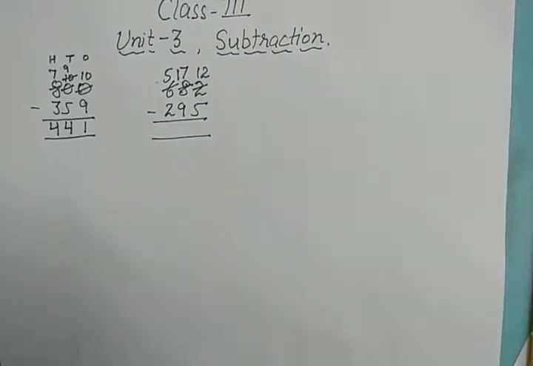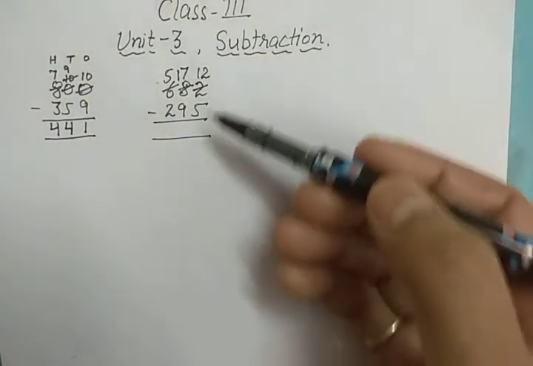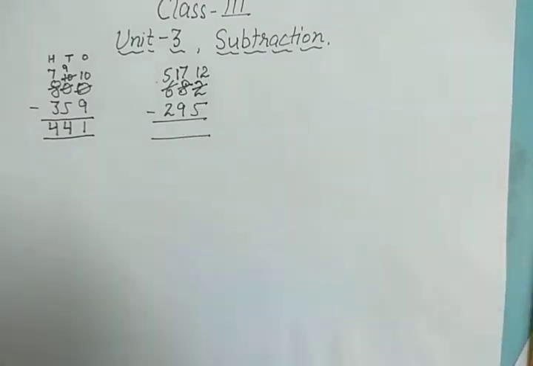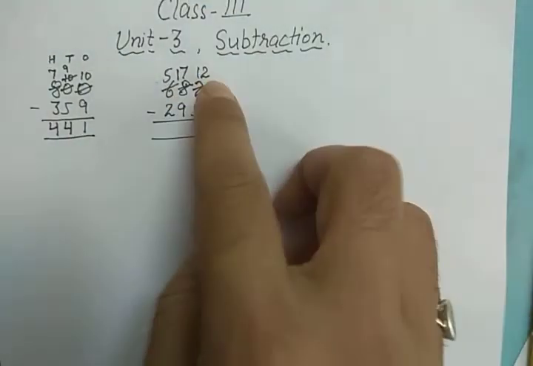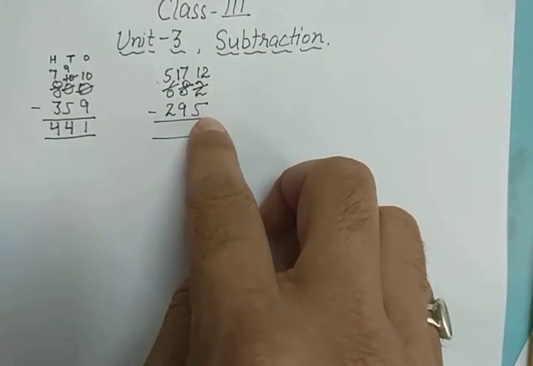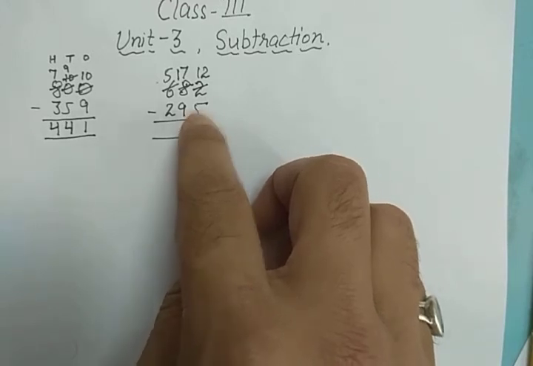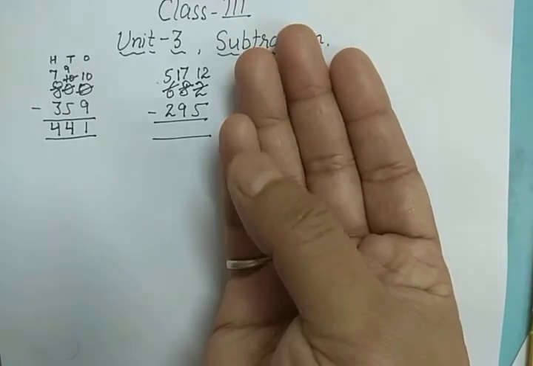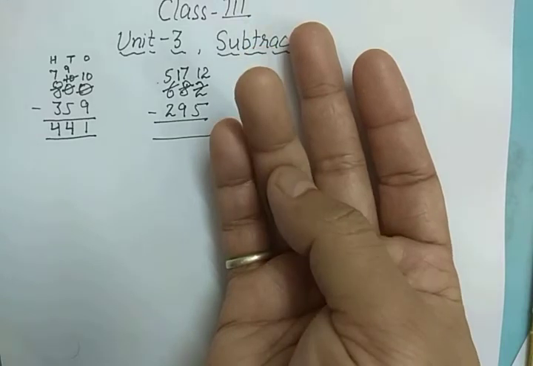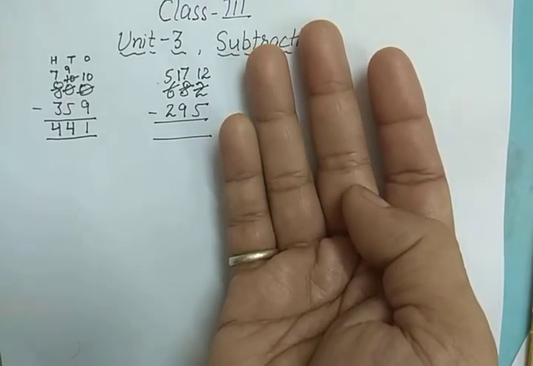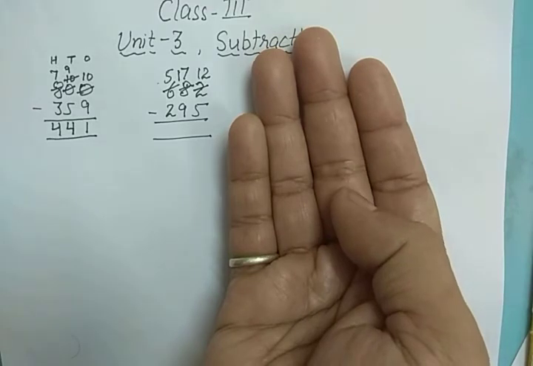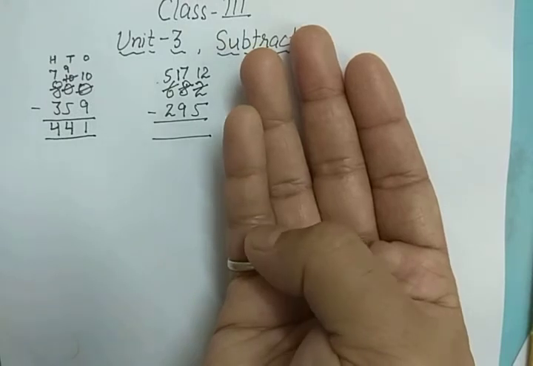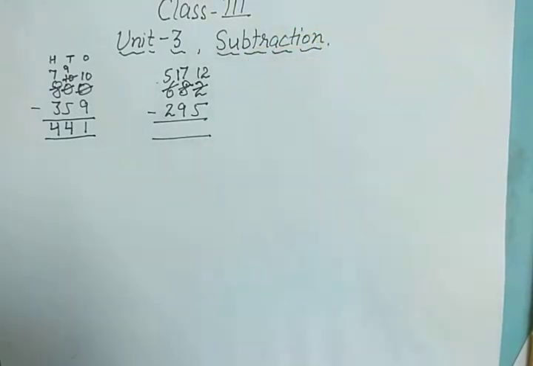So here I have just told you how to subtract the numbers. Just keep the lower digit in your mind, that is 5, and then what is the upper digit? 12. So you have to count 5 to 12. 5 is in your mind, then 6, 7, 8, 9, 10, 11, 12. So count these numbers: 1, 2, 3, 4, 5, 6, 7. So 7 will come over here.